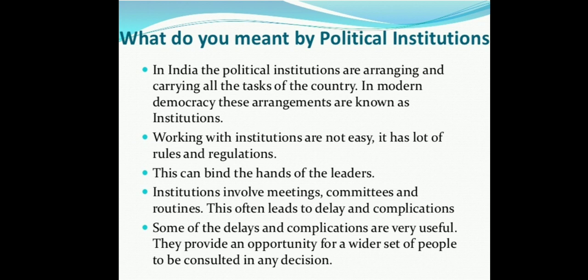Institutions involve meetings, committees, and routines. This often leads to delay and complications. That means meetings are held, committees are set up, and certain routines are set up to solve a particular problem. That is why sometimes the decision is delayed and sometimes it is complicated. That means people do not approve altogether.